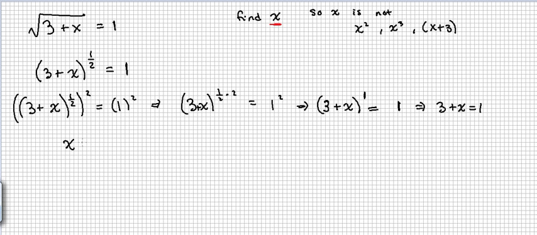Thus, x is going to be equal. Now we got to get 3 to the other side. We'll subtract it, so this will be 1 minus 3. This will give us x equals -2. This is our final answer.